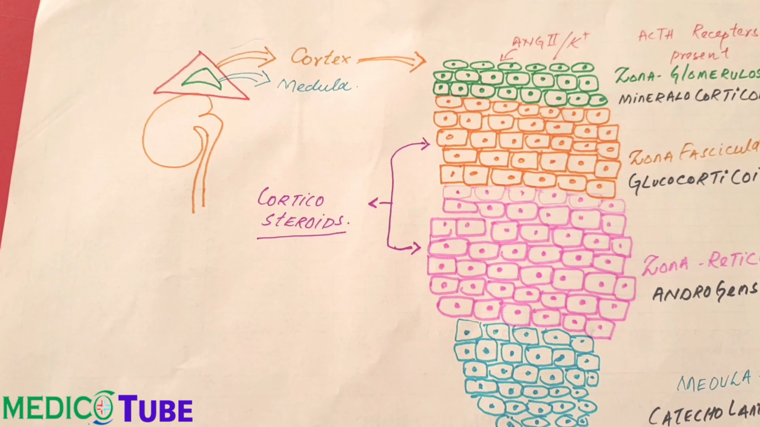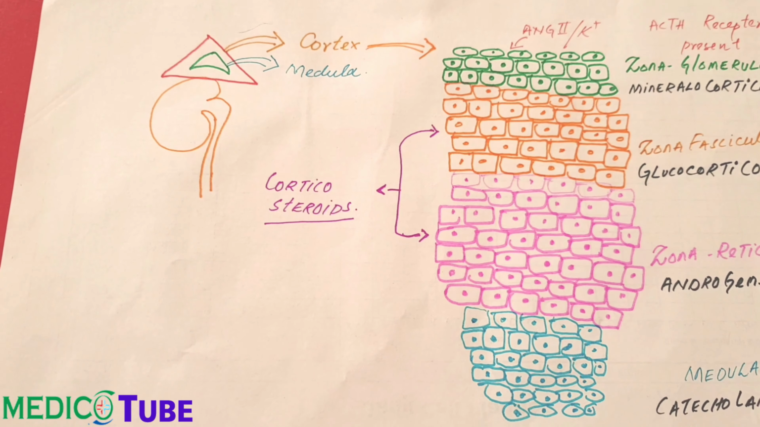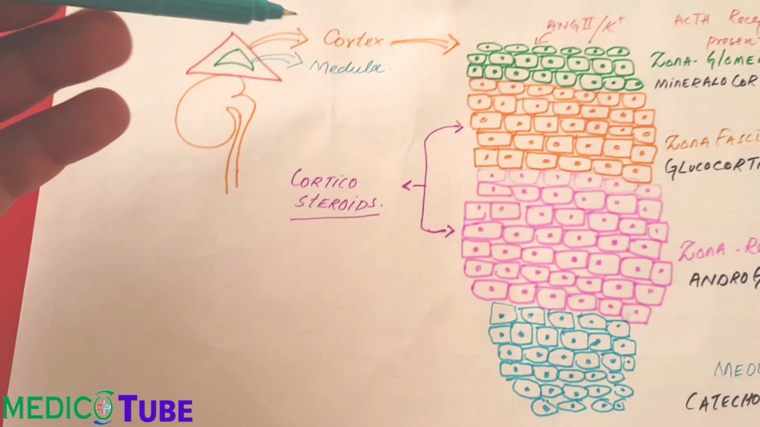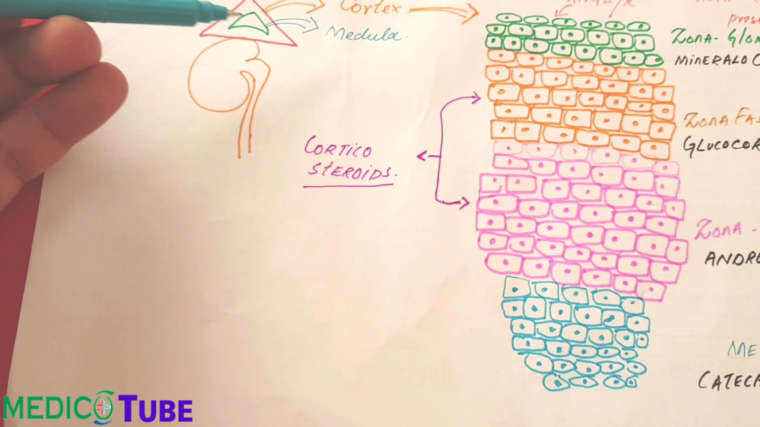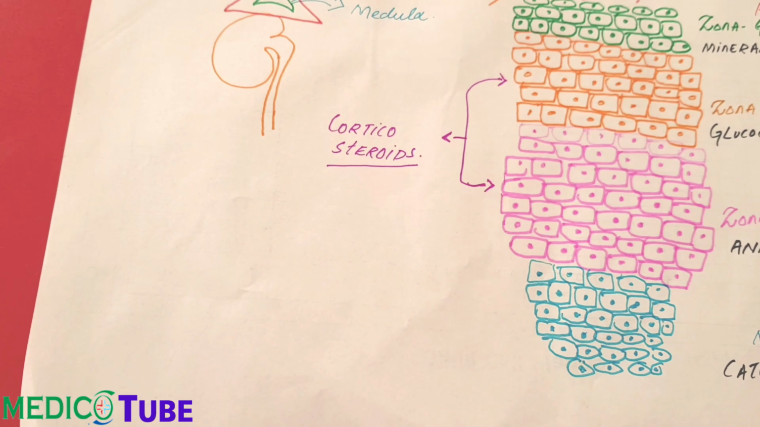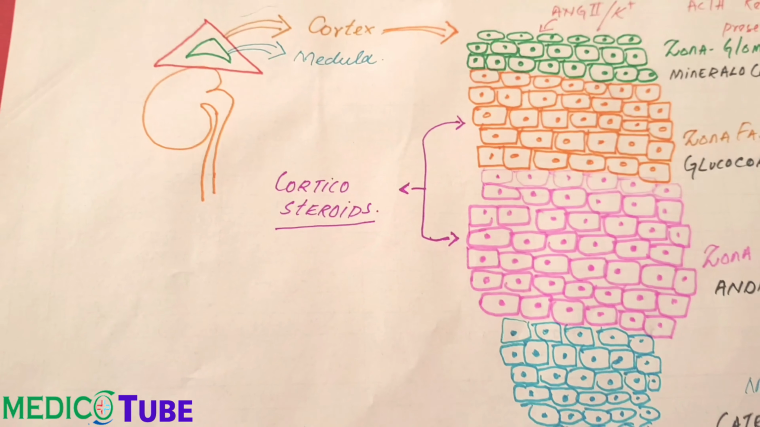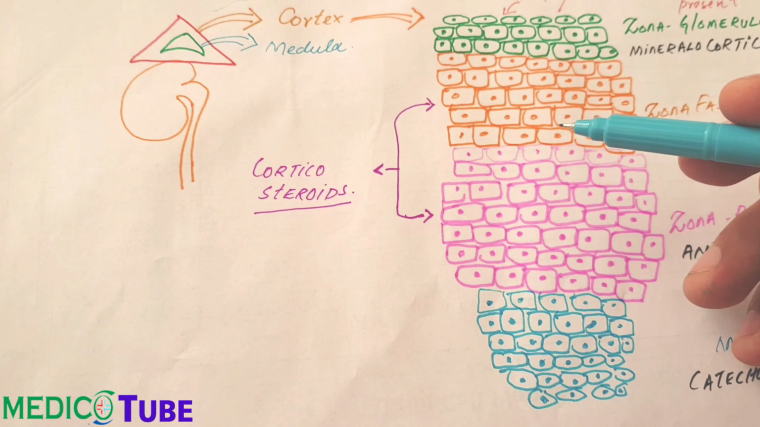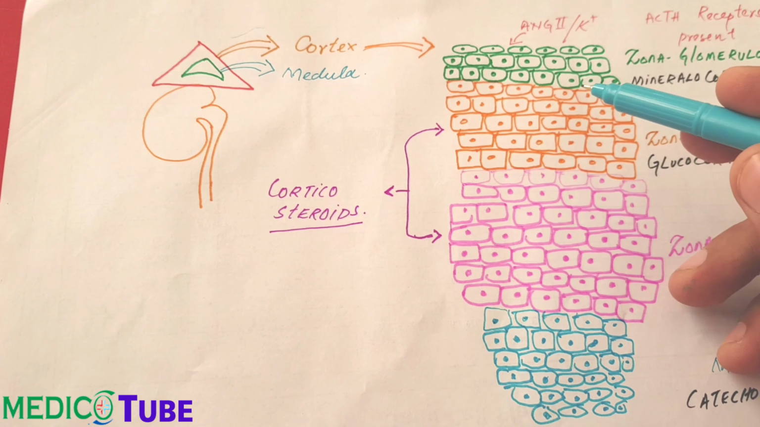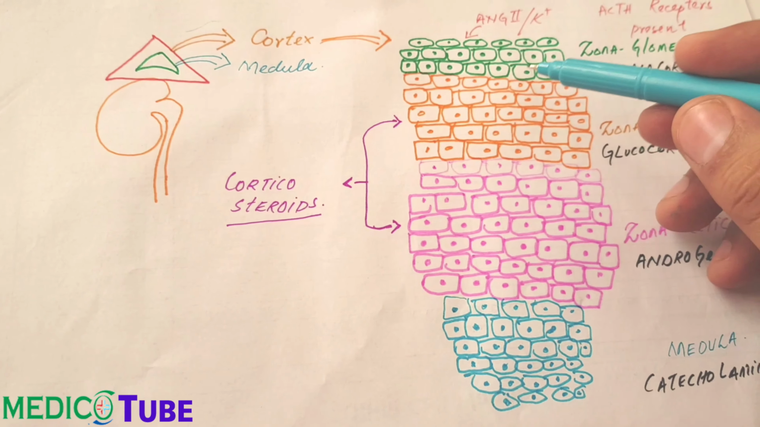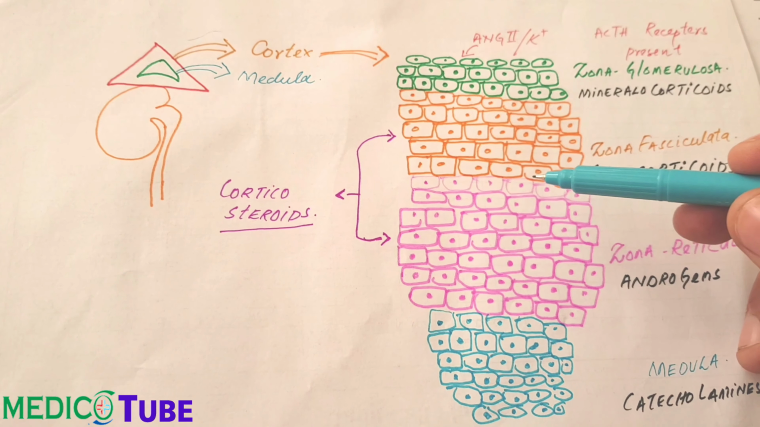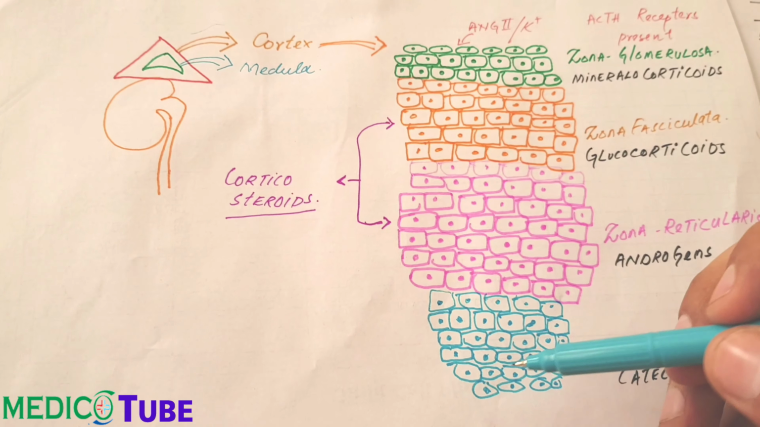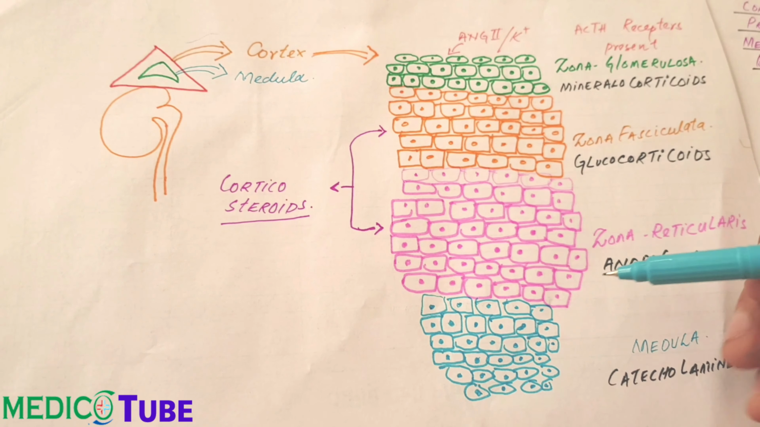So let's look at the corticosteroids itself. Corticosteroids are produced by the gland above the kidney. The suprarenal gland has two parts: the cortex, which is the outermost part, and the medulla, which is the inner part. Now if you look at this drawing, this is the histopathological drawing of the cortex, which is further divided into three parts, and this one is the medulla.